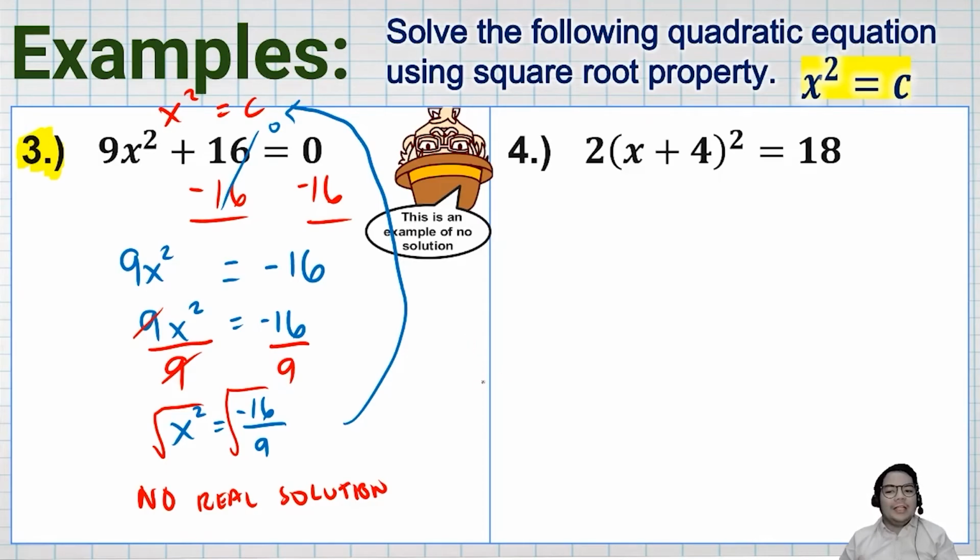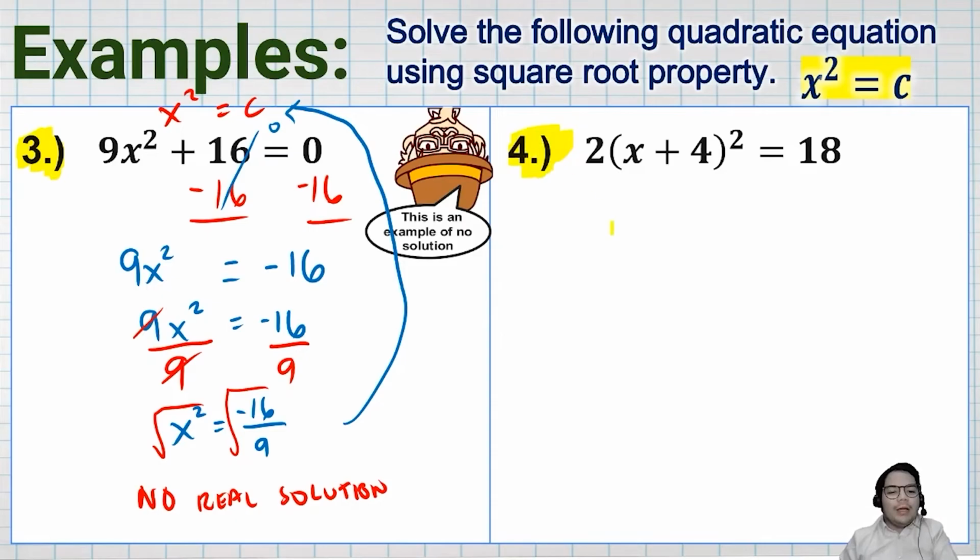So, nakita na ninyo ng example na may possibility na dalawa yung answer sa quadratic equation, may possibility na isa, at meron ding possibility na walang sagot or walang value si x dahil nakakuha tayo ng negative sa loob ng square root. Naintindihan po ba? Okay, let's proceed with number 4.